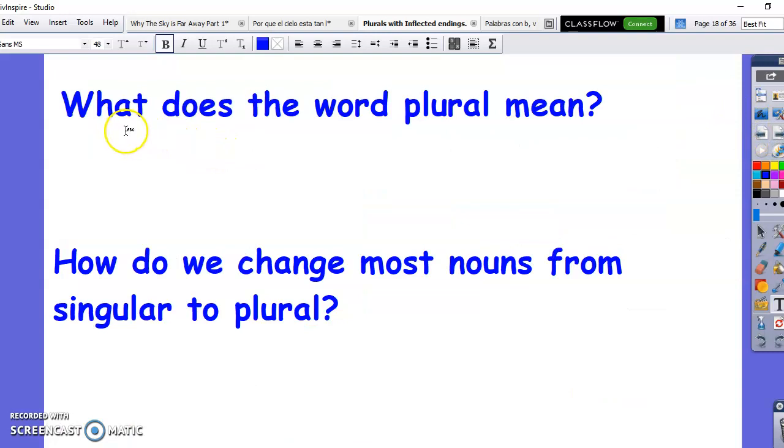Again, what does the word plural mean? Remember, plural means more than one. How do we change most nouns from singular to plural? We add S for most ones, like dog is dogs, cat, cats.